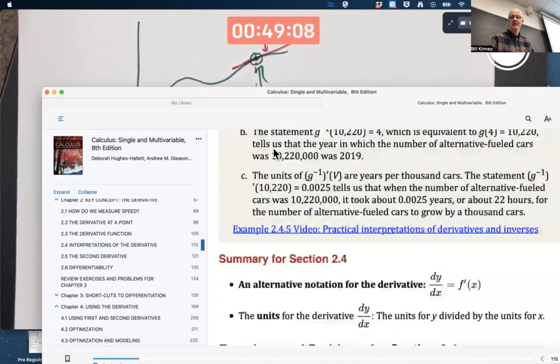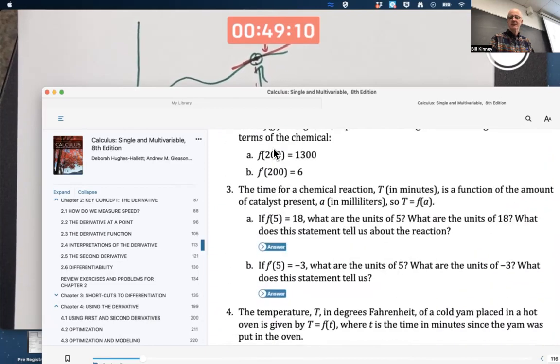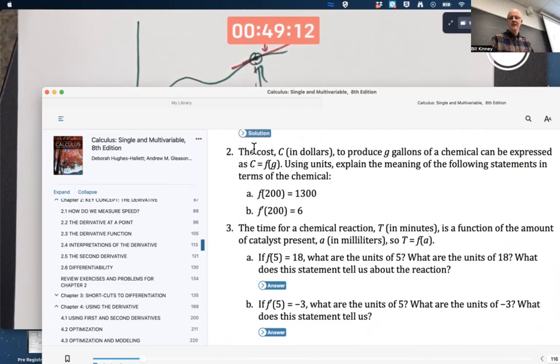I'm thinking of, for example, these types of problems. The cost C in dollars to produce G gallons of a chemical is a function, C equals f of G. Explain the meanings of these symbols. f of 200 is 1300 and f prime of 200 is 6. Explain the meaning of those equations.